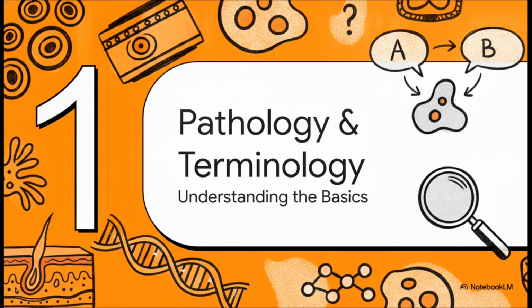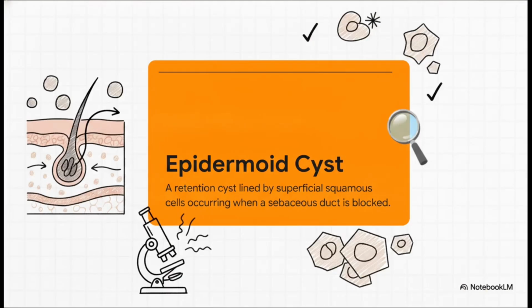And we actually need to clear up a massive clinical misconception right out of the gate. So practically everyone on the hospital floor calls this a sebaceous cyst. It makes total sense, right? A sebaceous gland duct gets blocked and it swells up with its own secretions. But your board examiners are going to want you to know that sebaceous cyst is technically a misnomer. Pathologically speaking, it's a retention cyst, but because it is lined by superficial squamous epithelium, the most accurate gold star term is actually an epidermoid cyst.